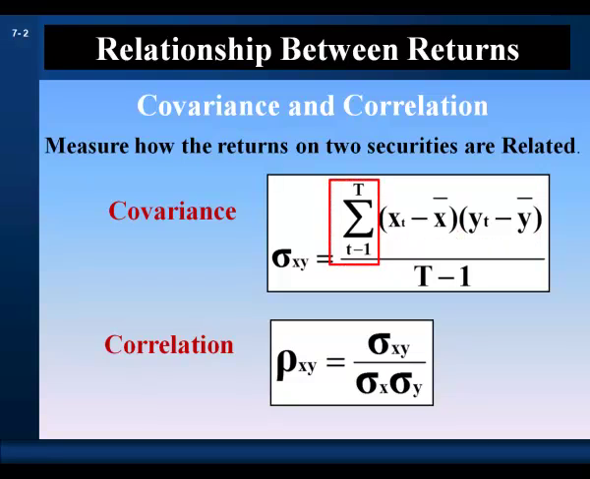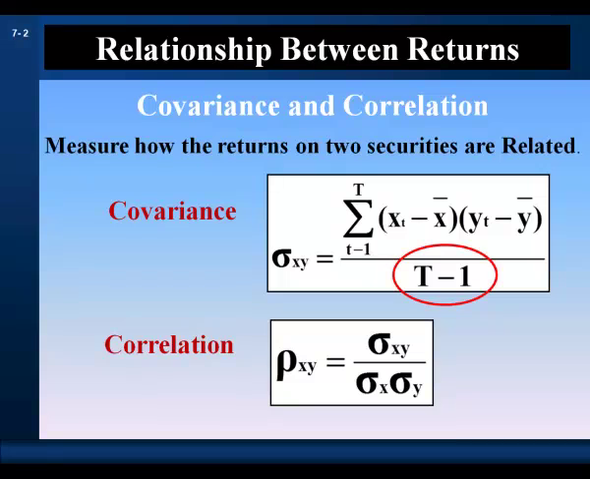So we sum the products of the paired deviations and divide by the number of observations minus 1 degree of freedom to get a non-biased estimate. If the two returns are positively related, they will have a positive covariance. If negatively related, a negative covariance. If unrelated, a covariance of 0.